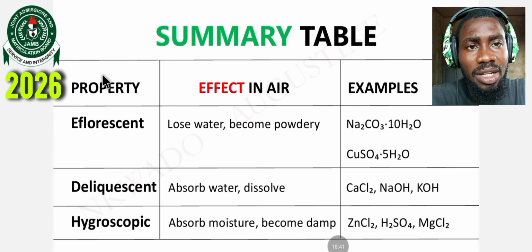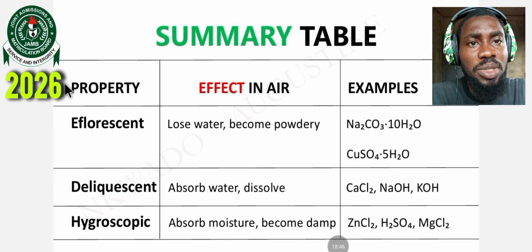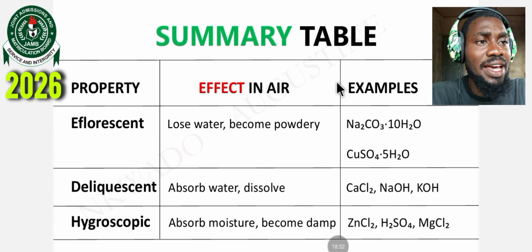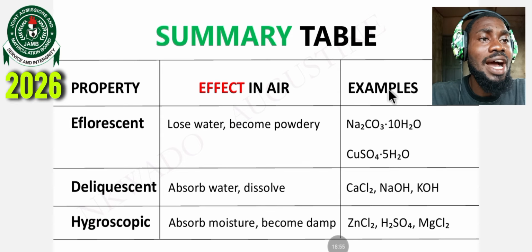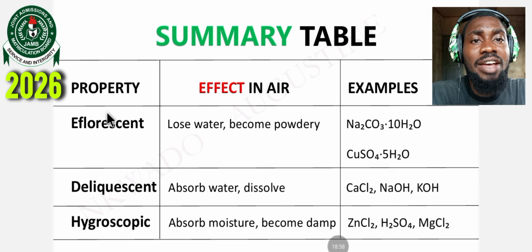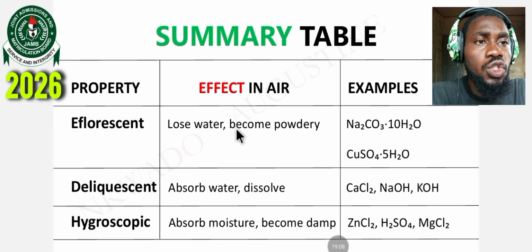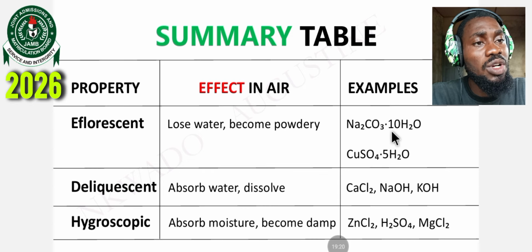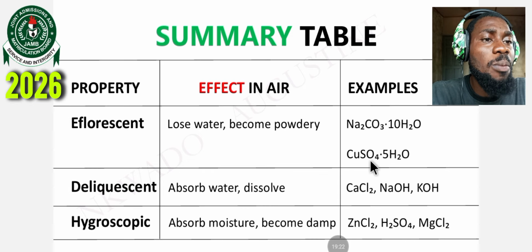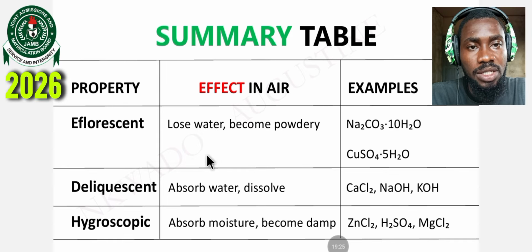The summary table says on the left hand side, the very first column, we have the property, and in the middle, we have the effect in air. Then on the right end of the table, we have the examples. Looking at the left hand side, we have the property, and under efflorescence, the effect in air, it loses water and becomes powdery. Examples of efflorescent substances include sodium trioxocarbonate(IV) decahydrate and copper(II) tetraoxosulfate(VI).